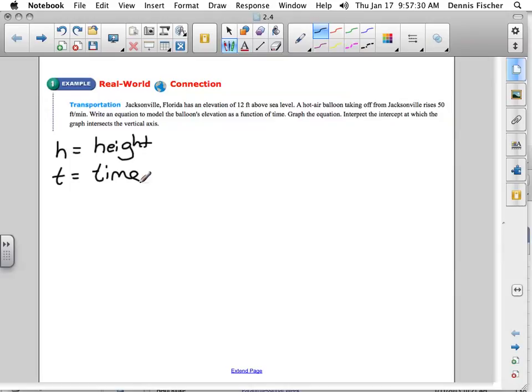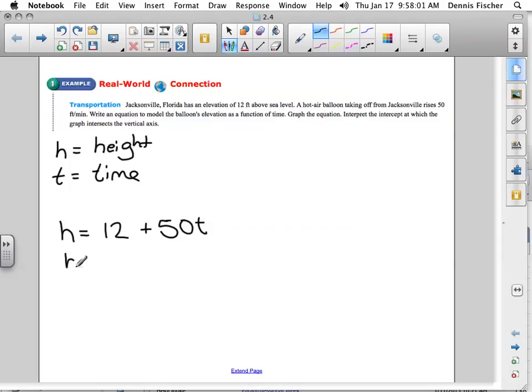So 50x plus the height. Okay, so my height starts off at where? It starts off at 12 feet above sea level. Right? And then what's happening? It's rising 50 feet every minute. So it'll be 50t, and I use t here, and it goes up 50t.